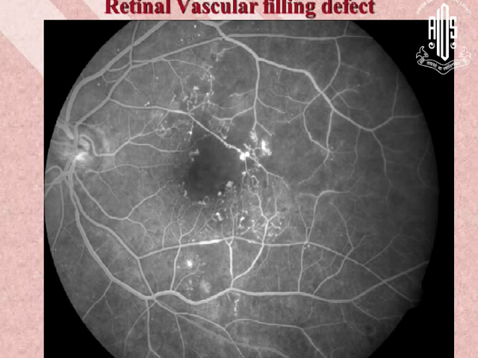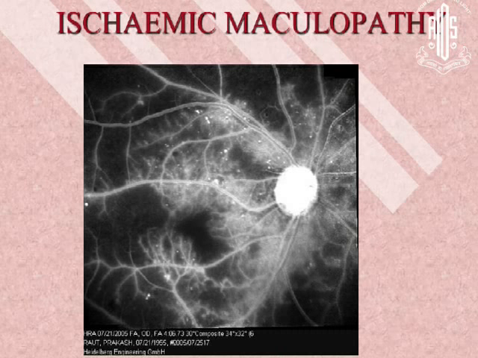To highlight the cause of unexplained visual loss on an angiogram in a rather subtle looking diabetic retinopathy or maculopathy case, here you can see a retinal vascular filling defect, where you see an enlarged foveal avascular zone and a distorted foveal avascular zone. This is a case of ischemic maculopathy, again demonstrated very well on a HRA system.